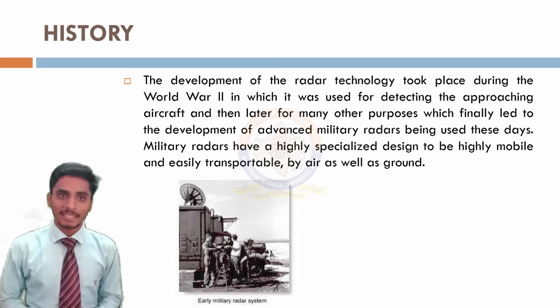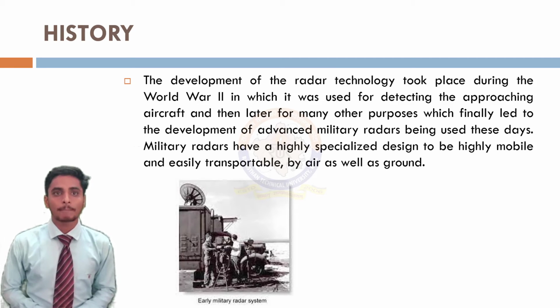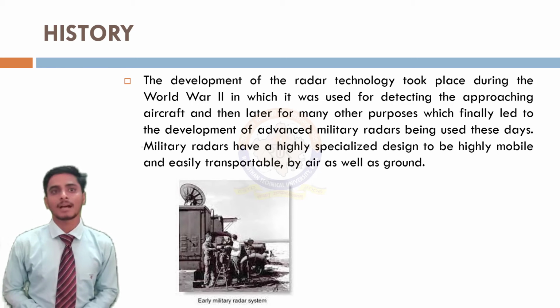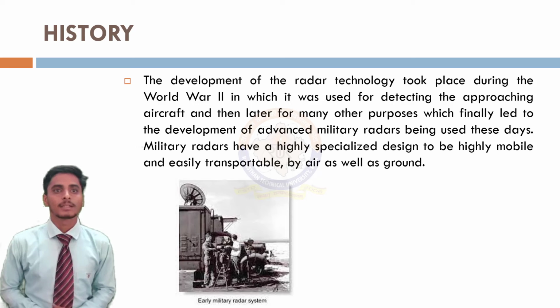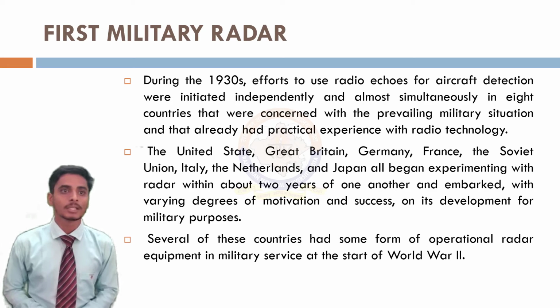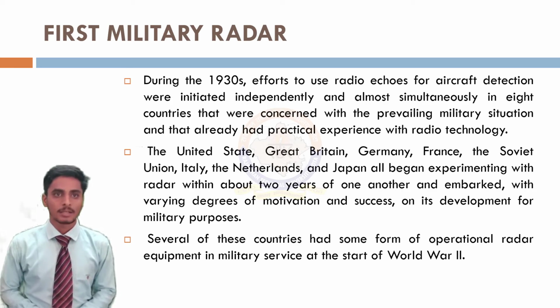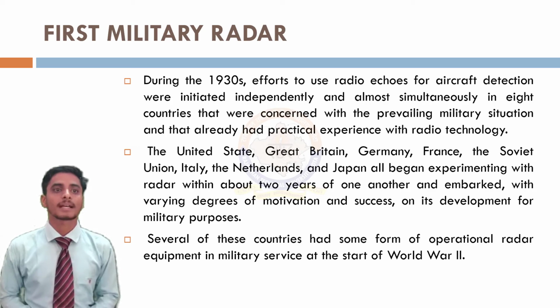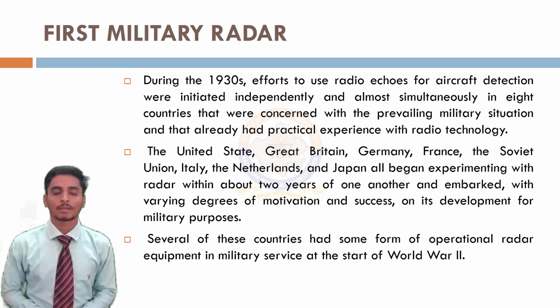Let us discuss the first military radar. During the 1930s, efforts to use radio echoes for aircraft detection were undertaken independently and almost simultaneously in eight countries that were concerned with the prevailing military situation and that already had practical experience with radio technology. The United States, Great Britain, Germany, France, the Soviet Union, Italy, the Netherlands, and Japan all began experimenting with radar within about two years of one another, with varying degrees of motivation and success. Owing to its development for military purposes, several of these countries had some operational radar equipment in military service at the start of World War II.